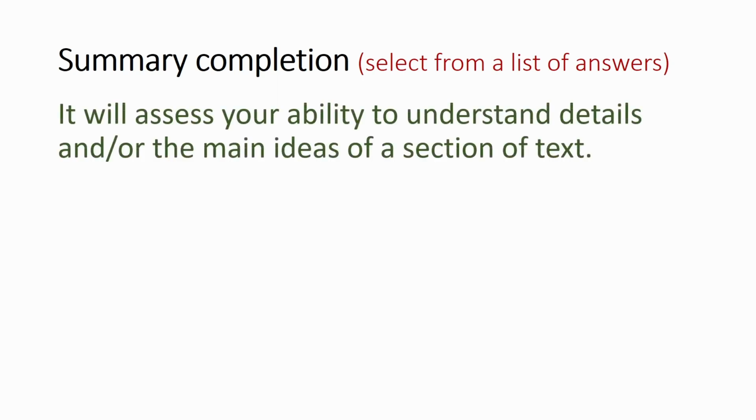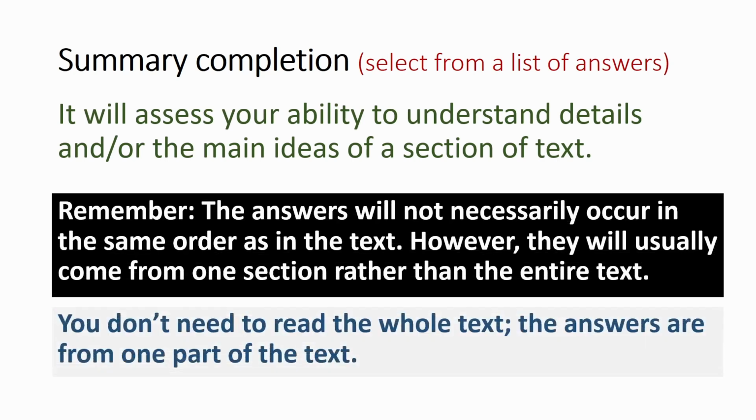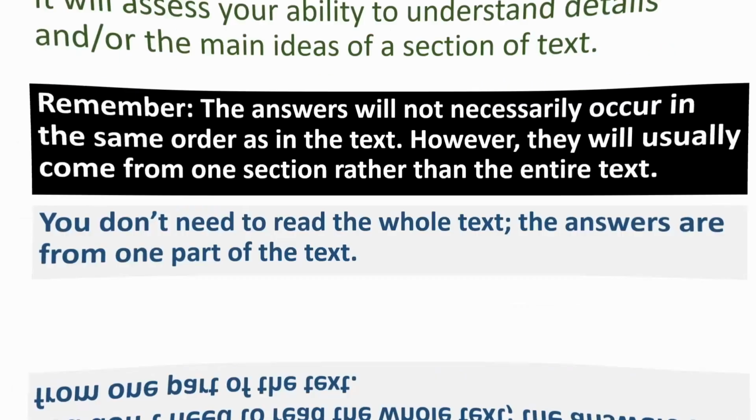So summary completion selects from a list of answers. It will assess your ability to understand details and/or the main ideas of a section of text. The answers are usually in the same order, and you don't need to read the whole text. The answers are from one part of the text. There are many different suggestions and strategies, but I would answer the questions using these steps.